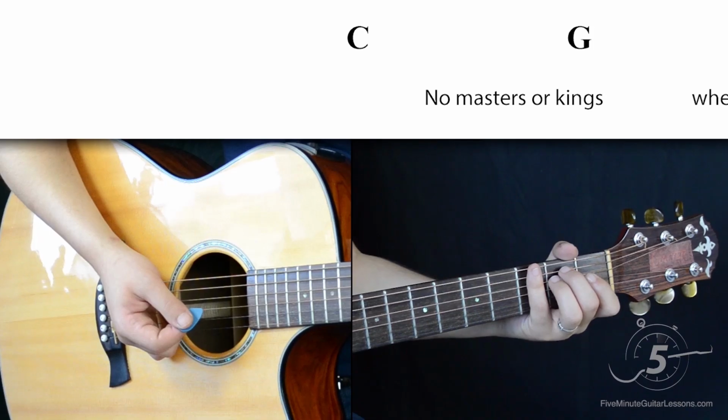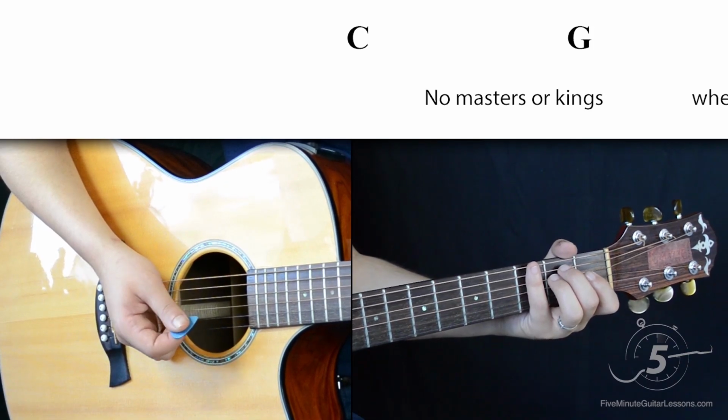The bridge is very similar to the chorus in that it's in 4/4, uses the same strumming pattern, and uses the same chords. So I think we're pretty much ready to try that together right now. 2, 3, 4.